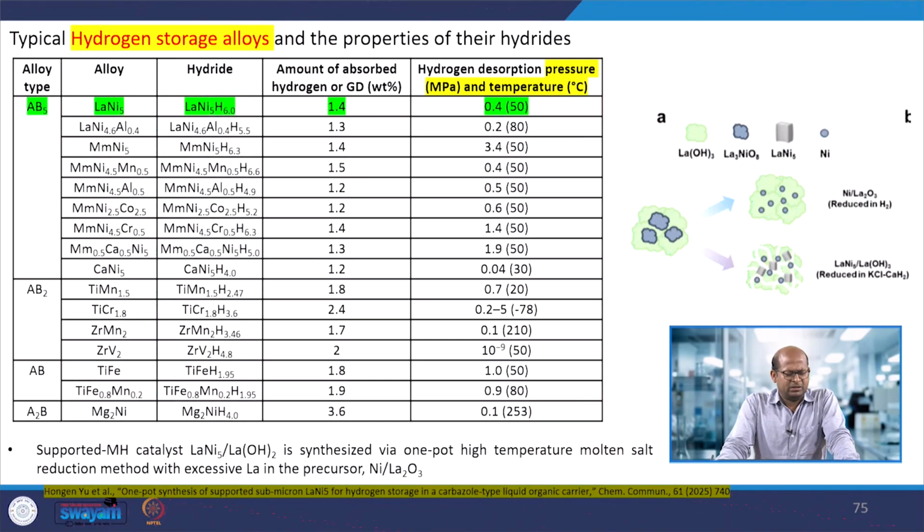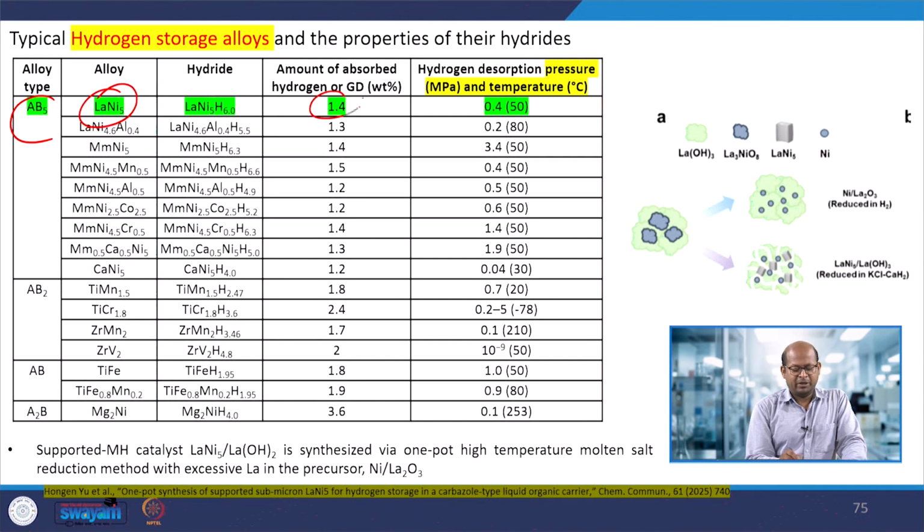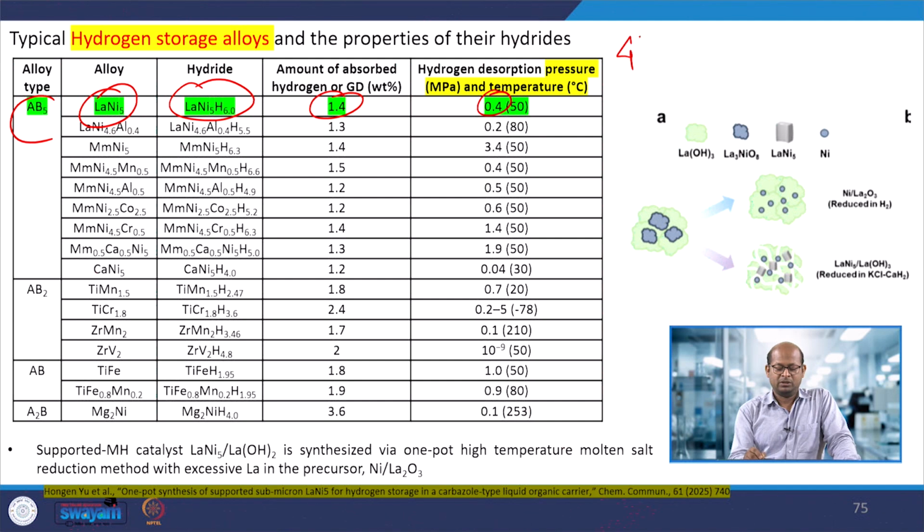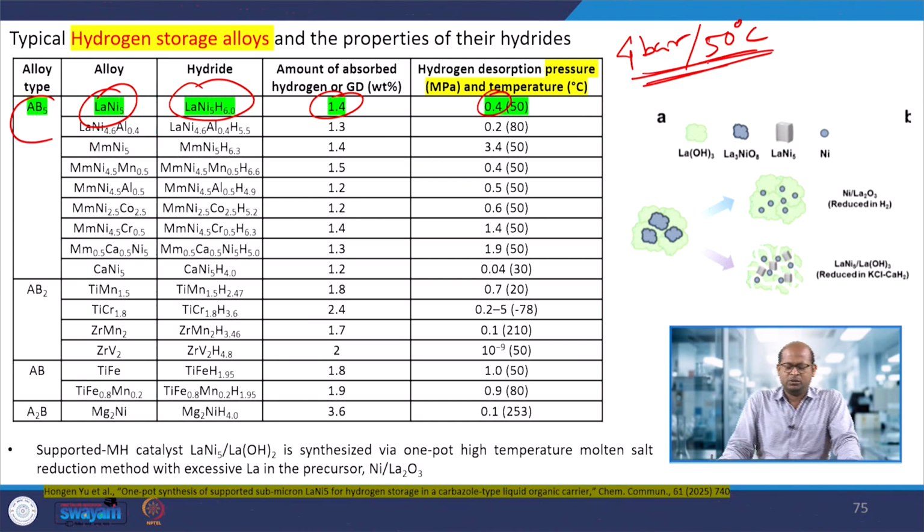Some other metal hydrides, such as AB5 type or lanthanum nickel (LaNi5), can store 1.48% of hydrogen, which is a good amount, but here the pressure is very low, close to 4 bar, and the temperature is 50 degrees centigrade. So a good temperature. The storage percentage is 1.48%, which is also significantly good as compared to this temperature and pressure.